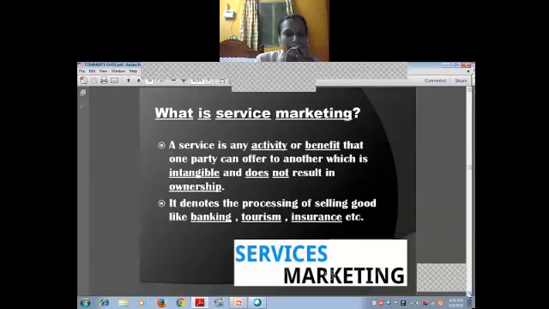And then service marketing. The service is any activity or benefit that one party can offer to another, which is intangible and does not result in ownership. It denotes the processing of selling services like banking, tourism, insurance, etc. The service sector, they are called as service sector or service marketing. See, banking sectors and then insurance and all, they are giving services for us.